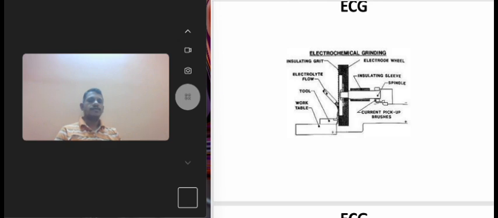Working principles. A mild DC voltage of about 3 to 30 volts is applied between the grinding wheel and workpiece. Due to the applied voltage, current flows through the electrolyte with positively charged ions and negatively charged ions. The positive ions move towards the grinding wheel (cathode) while the negative ions move towards the workpiece (anode). The electrochemical reaction takes place due to this flow of ions and it causes the removal of metal from the workpiece.